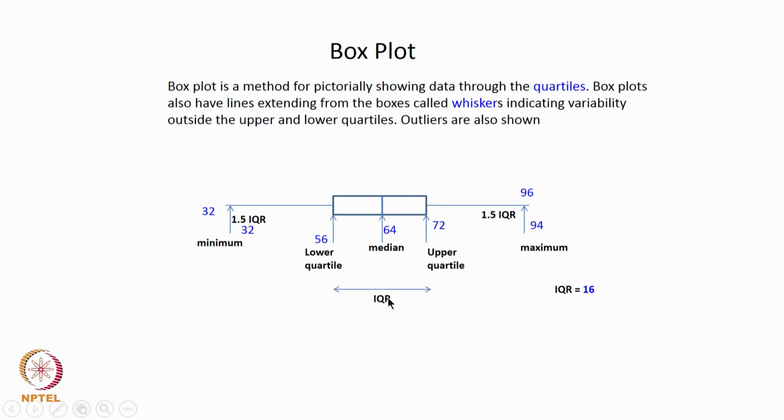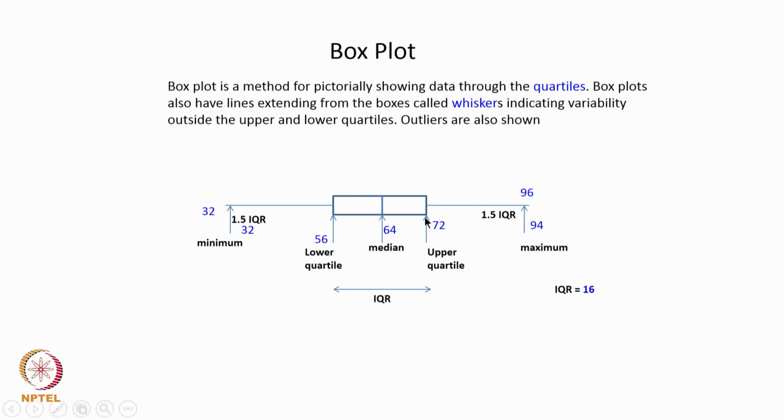We can even write the value, IQR is equal to 16, can be written here. So, the interquartile range is shown here. Then we draw these two lines. It is customary, again there are several ways of describing the box plot and we are going to use one of them. So, what we do is we draw a line that is equivalent to 1.5 times the interquartile range.